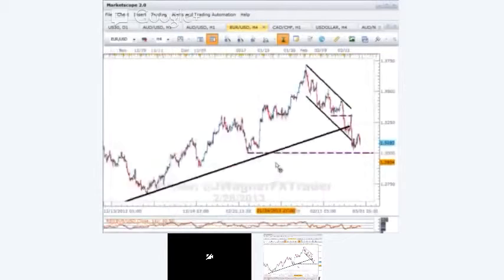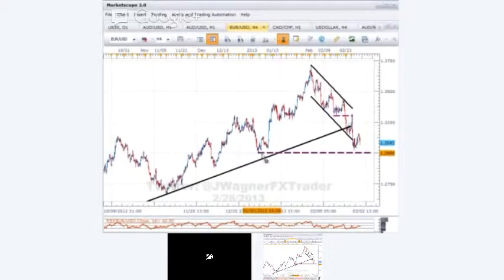So trend line is one way that we could play breakouts. The other one is horizontal levels of support or resistance. In this case, I have horizontal support down here near the 130 mark. Not only is it the swing low from back in early January 2013, but it's also round number support. 130.00 is a round number, and that often can act like support and resistance as well.